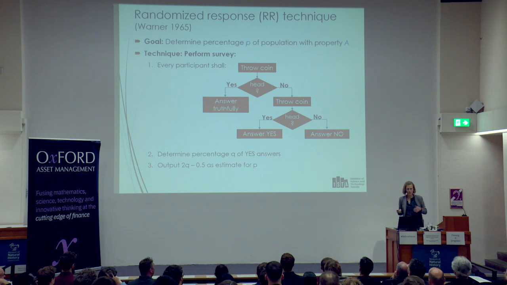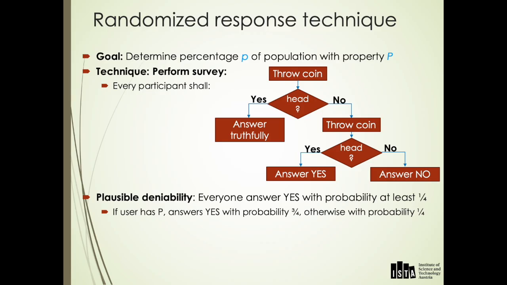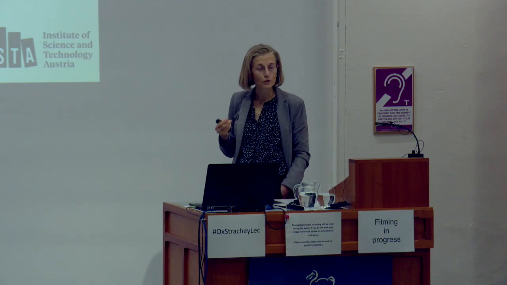Now, why does this also preserve privacy? Because you have what's called plausible deniability. Everyone answers yes with probability at least a fourth. If you have the property, you answer yes with probability a half in the first branch, and then in the other branch, with probability a half you throw again and with probability a half say yes, so altogether with probability a fourth you will also answer yes there. So if you have the property, you have a probability of 3/4 of answering yes. If you don't have the property, you still have a probability of 1/4 of answering yes. So everyone has a probability of at least 1/4 of answering yes.